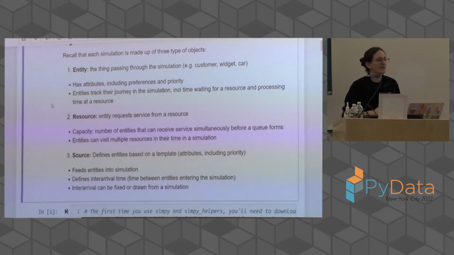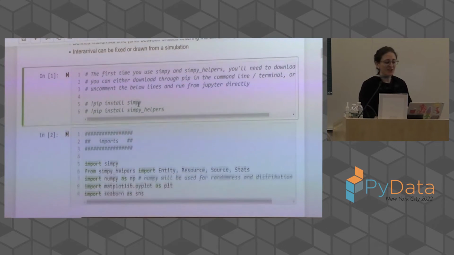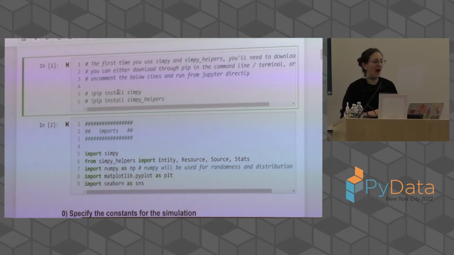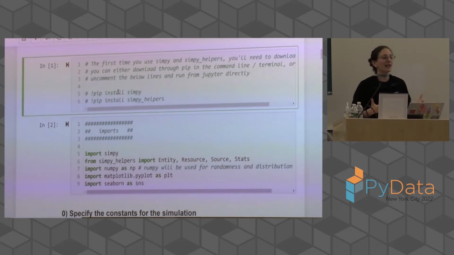All right, so a simulation has 3 types of objects: entities, resources, and sources, and we're going to now define those in the code. The first time that you run this, you may have to install SimPy and SimPy helpers. SimPy helpers, as its name implies, is a package that makes the process of getting statistics out of the simulation much easier. I will say, I use this in the real world.